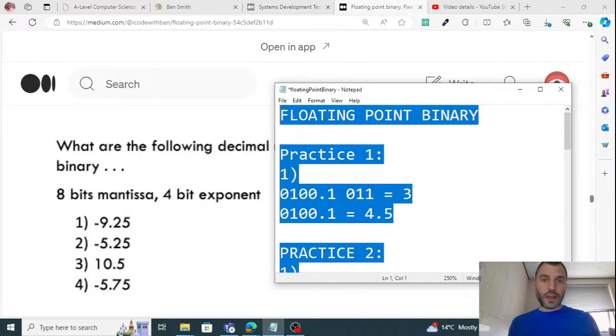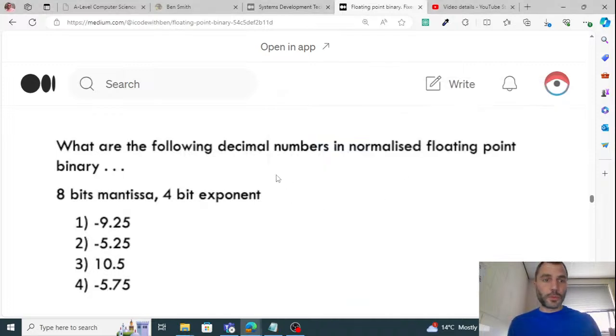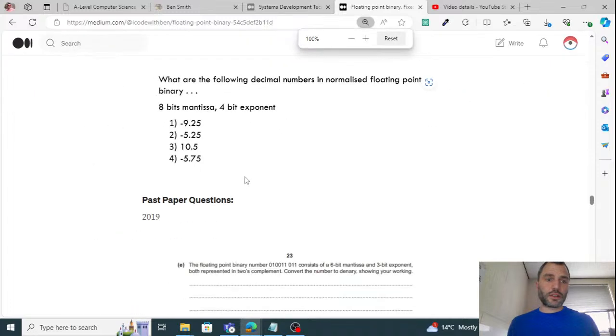So I'll put these examples in the link below in this article, but go and have a read through that and go through the other practice questions and the past questions, and you should be able to understand how to do any of them.